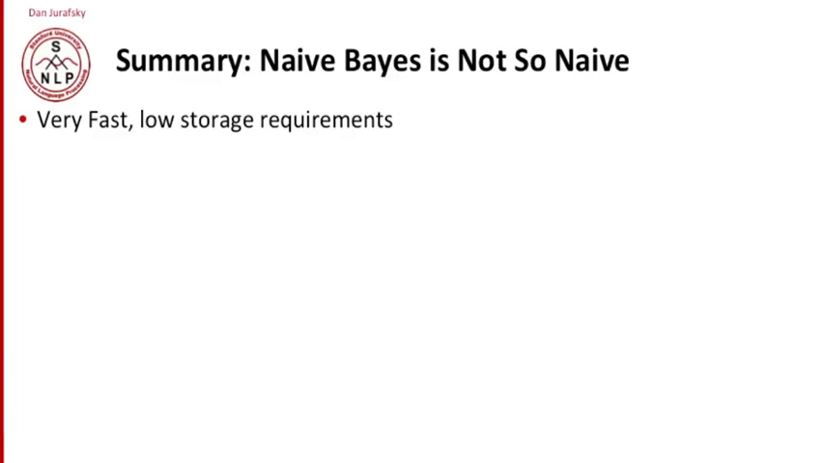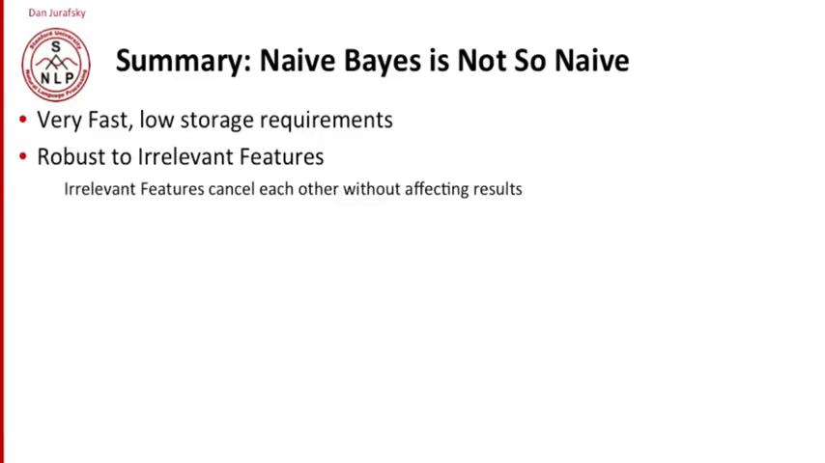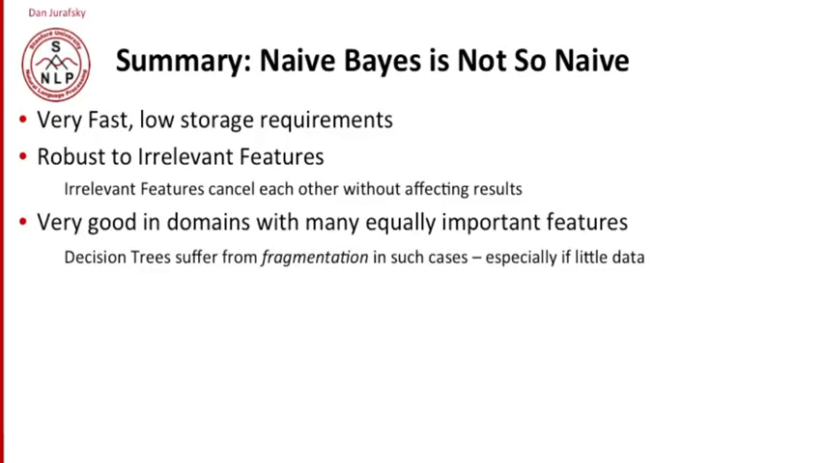So in summary, naive Bayes is actually not that naive. It's a very fast algorithm. It has low storage requirements. It's pretty robust to irrelevant features. They tend to cancel each other out. It works well in domains where you have lots of equally important features, and this turns out to be a problem for some other classifiers. In particular, decision trees, which have some advantages in numeric domains, don't work well if lots of features are equally important.